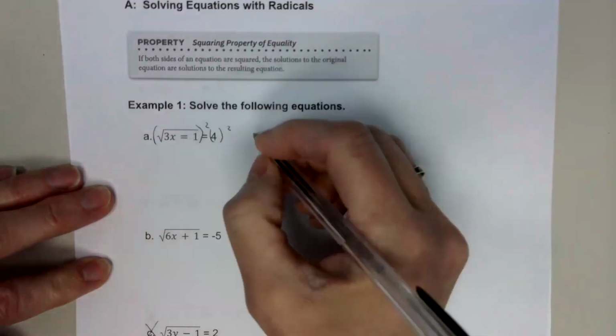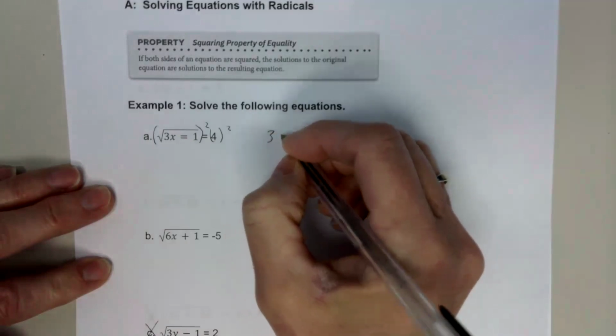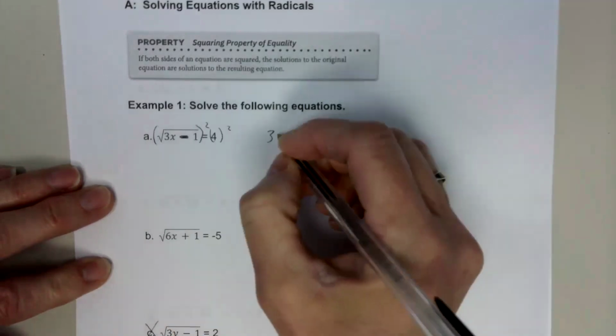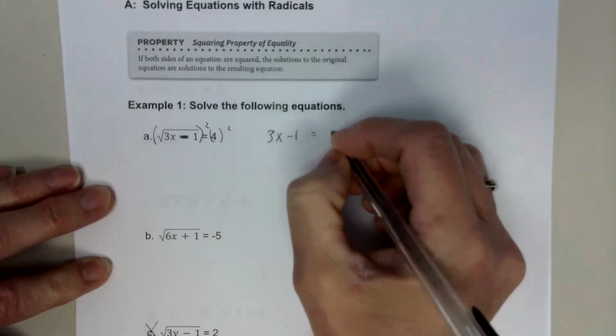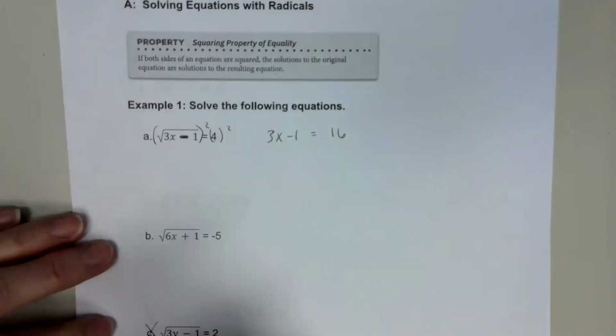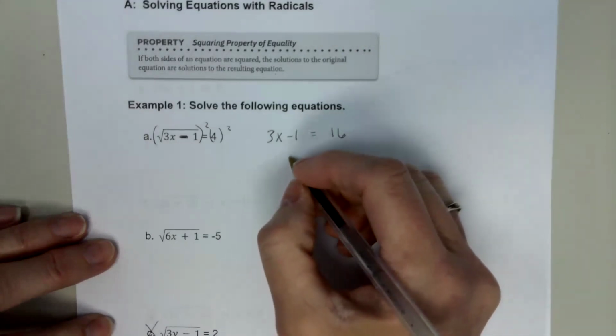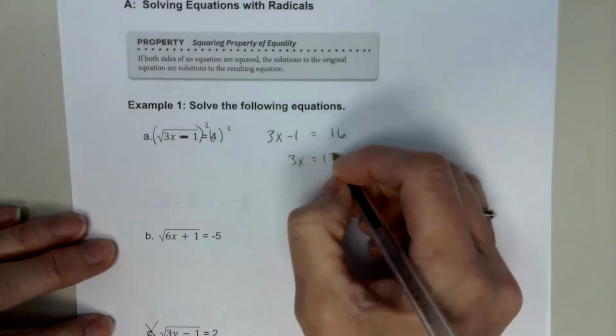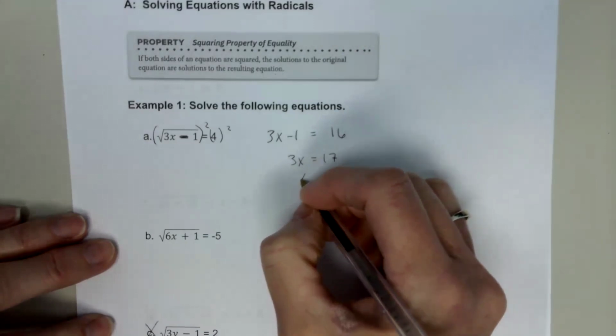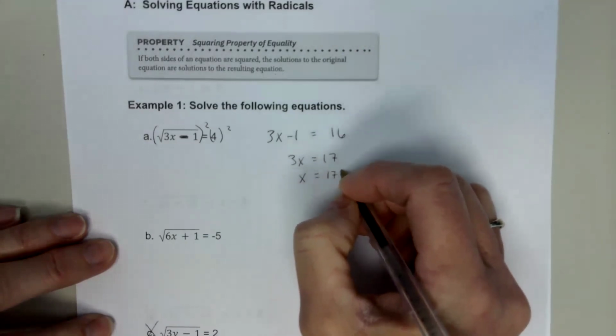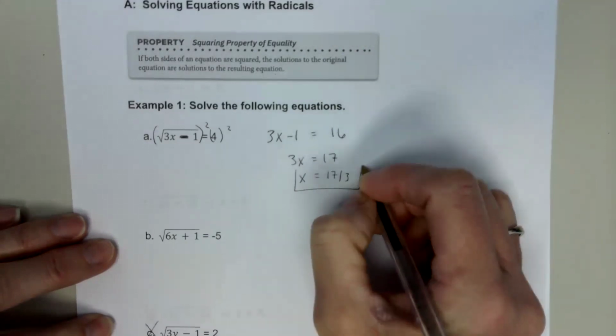So when I square the left-hand side, I get just 3x minus 1, and then equals 16. And now I can solve from there. So I add 1 to both sides, and I divide by 3, and I get 17/3.